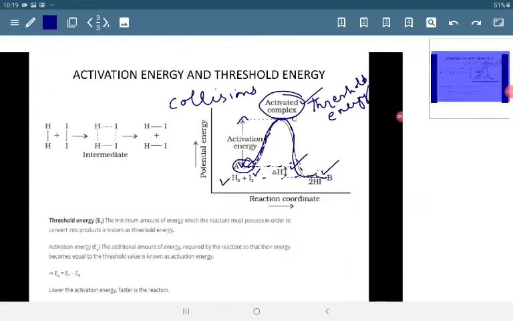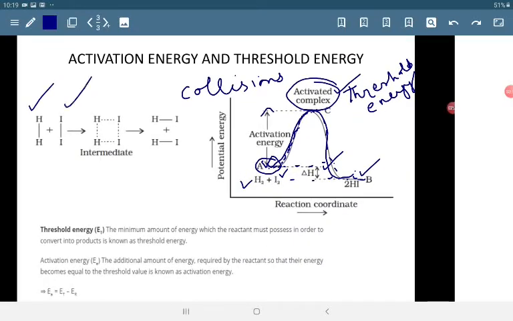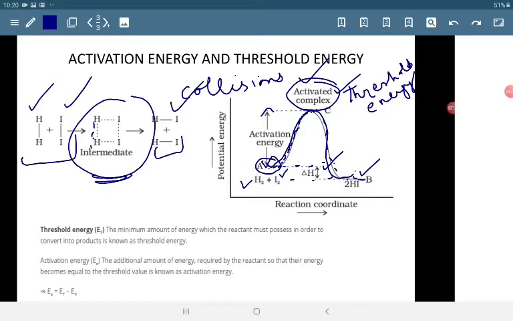Now this reaction is shown before you. Hydrogen plus iodine forms hydrogen iodide, and this is intermediate or activated complex. Intermediate is also called activated complex. So these are reactants, and these are products, HI, and in between this intermediate has got partial reactant and partial product character. Here bonds have started breaking up, but bonds have not broken up completely, and new bonds are also forming, but they are not formed completely.